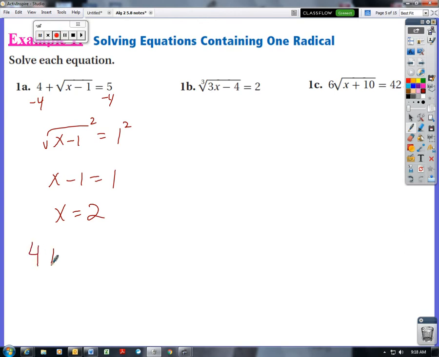Check. 4 plus the square root of 2 minus 1. 2 minus 1 is 1. The square root of 1 is 1. 4 plus 1 is 5. It checks. And then these other 2, I'm just going to hopefully find the answers here. Do I have them? I might have to look them up in the book. That way I'll save your time by not working through them all. So 1b, you should have gotten 4. And 1c is 39.